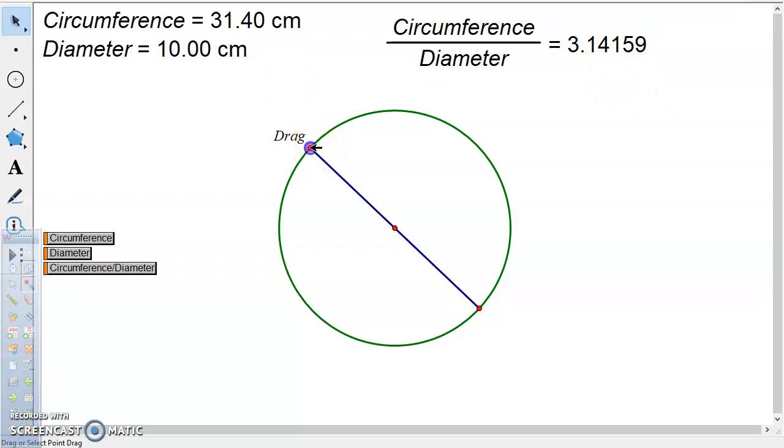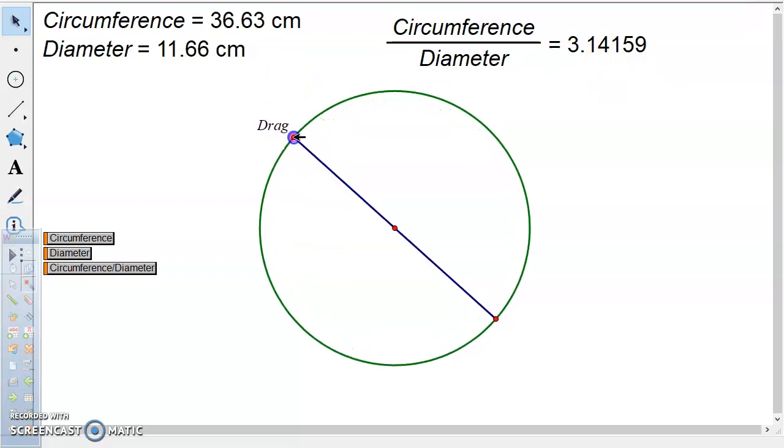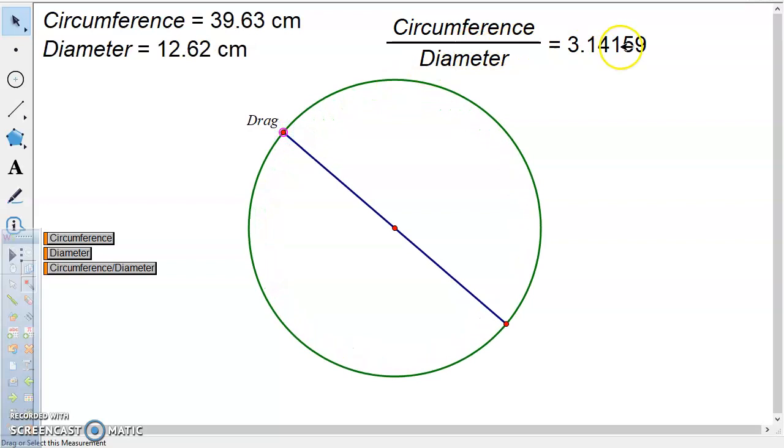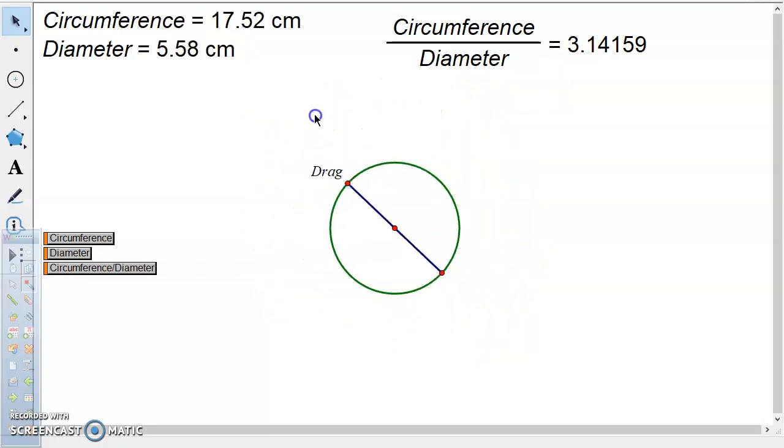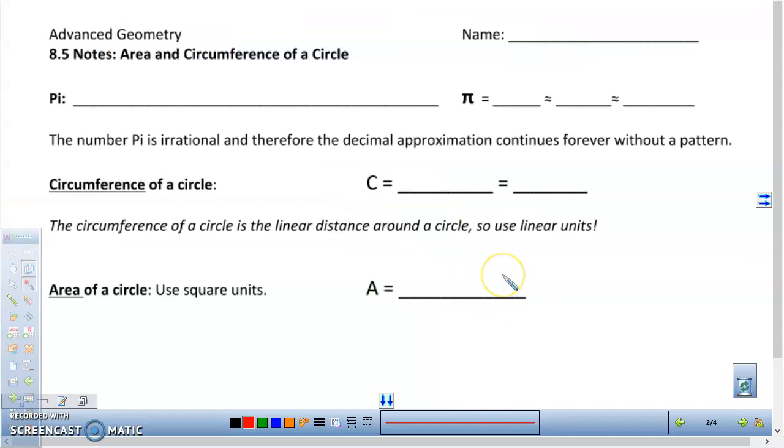And if I make the circle bigger, notice the circumference and the diameter both get bigger, but their ratio remains a constant 3.14159, etc. If I make the circle smaller, still the circumference and the diameter have changed. They've both gotten smaller, but the ratio stayed the same. So that is exactly what pi is by definition. It is the ratio of a circle's circumference to its diameter.